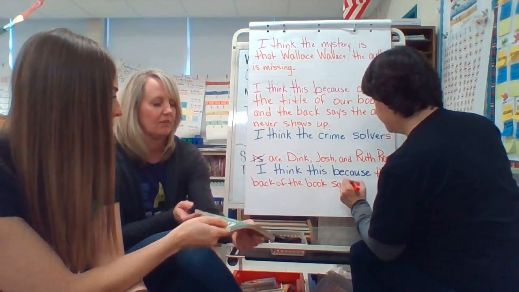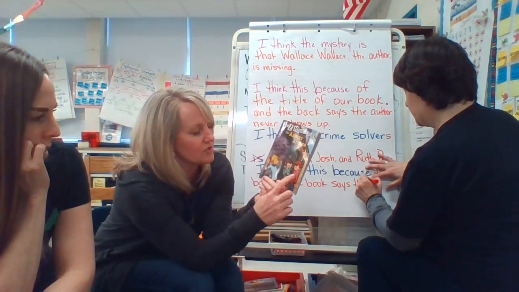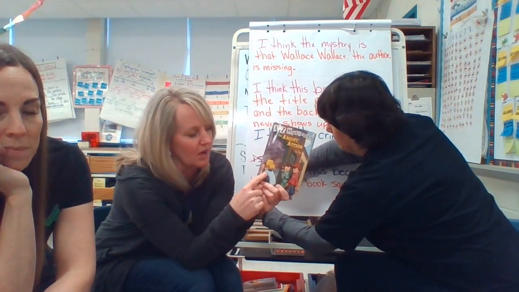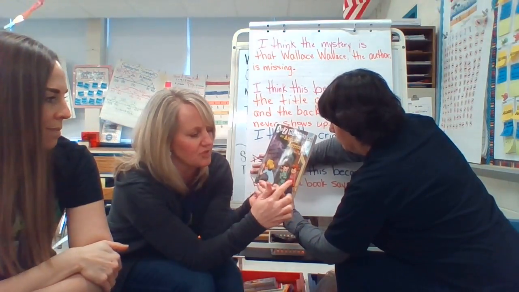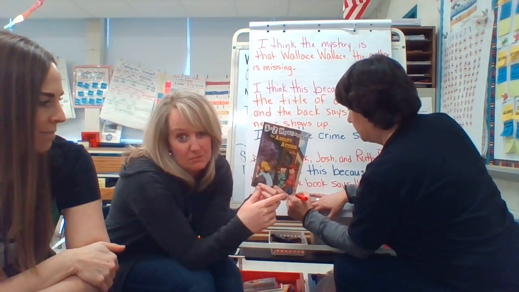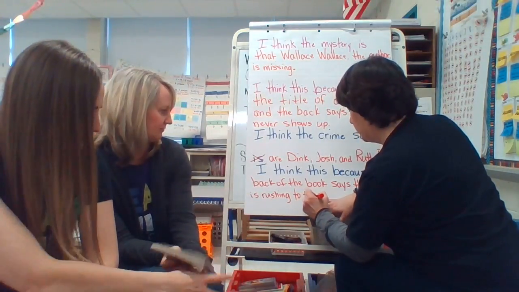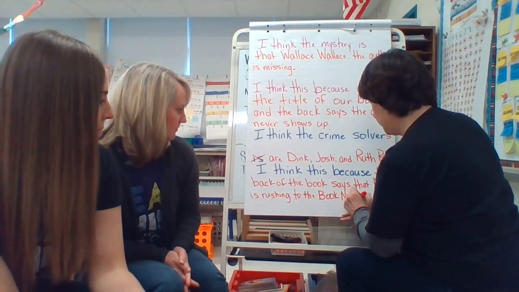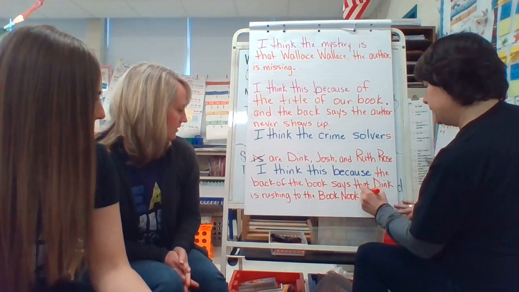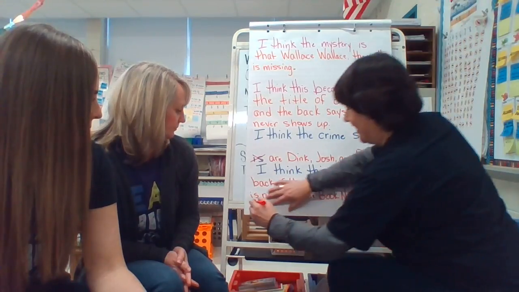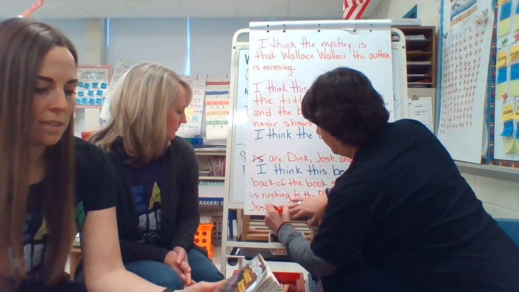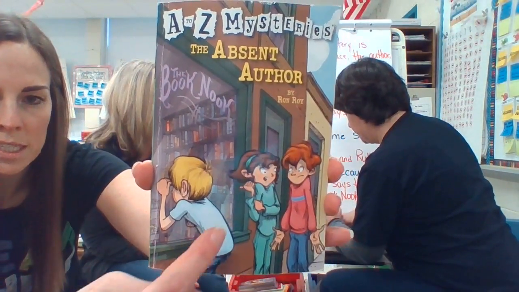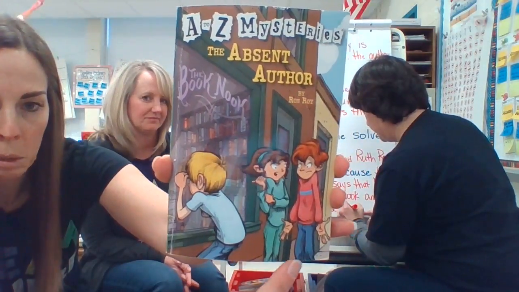Do you want to see that? Even on the cover it shows. I'm guessing this is Dink because he's really looking in there. He's anxious to see Wallace Wallace, and I bet you this is Josh and Ruth Rose thinking, maybe we can help him with solving this mystery. I like their expressions.